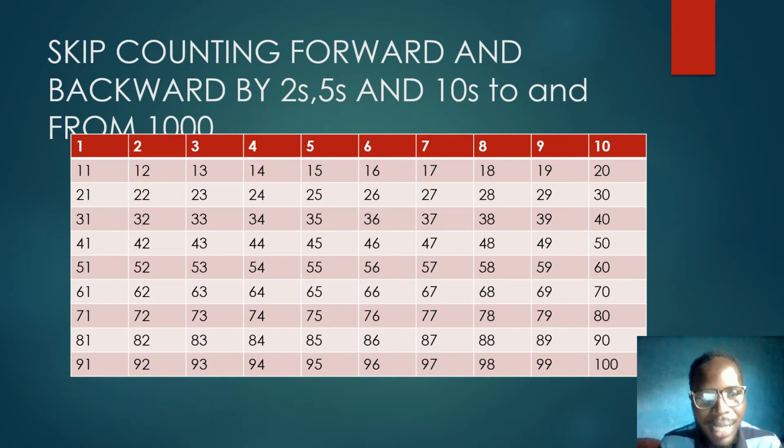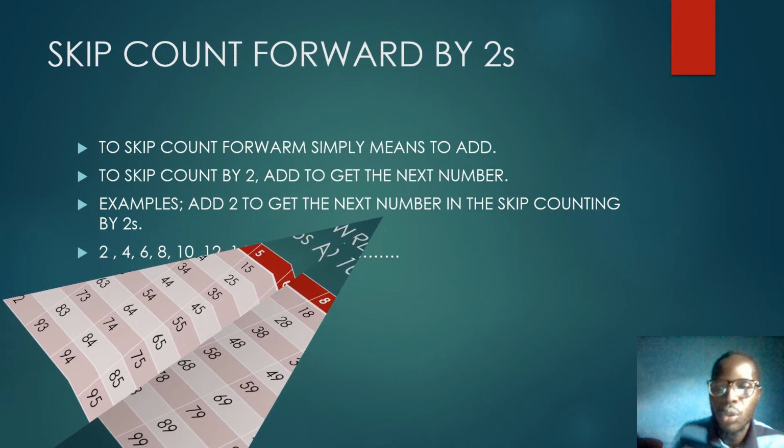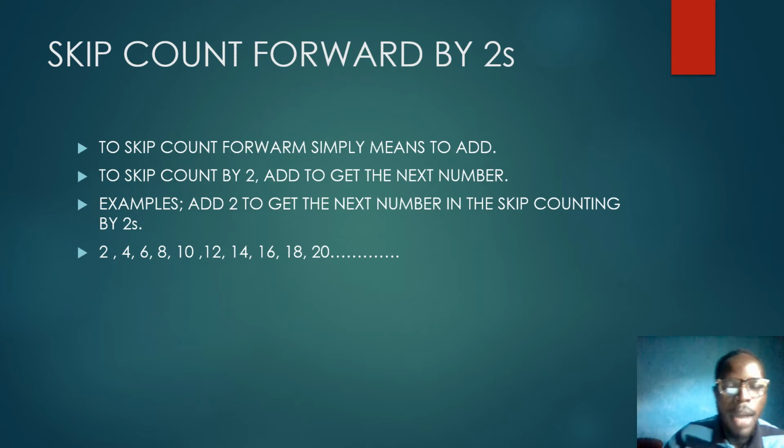Let me go back again. I said today we are going to look at counting forward and backwards by 2s, 5s and 10s, from 1,000. But today we are going to lay our emphasis on skip counting forward by 2s. You have some method or some way that you can adapt to make your work so easy.